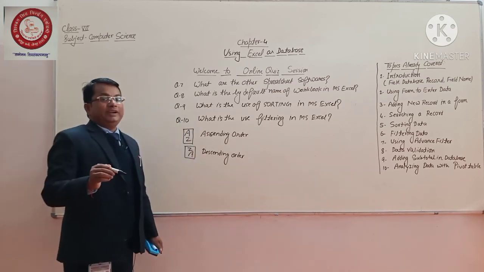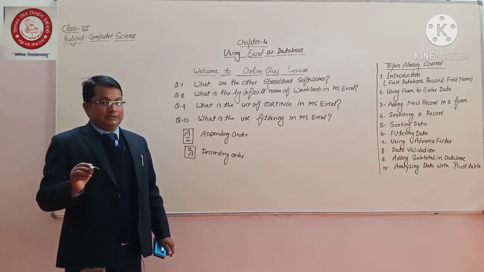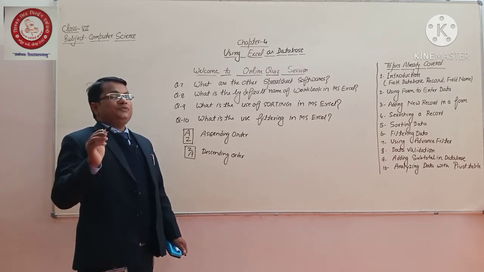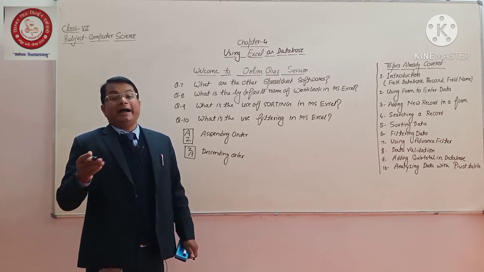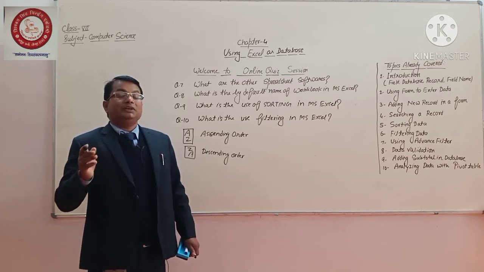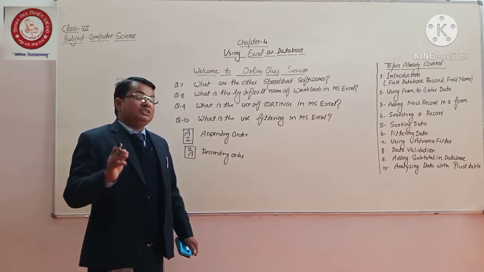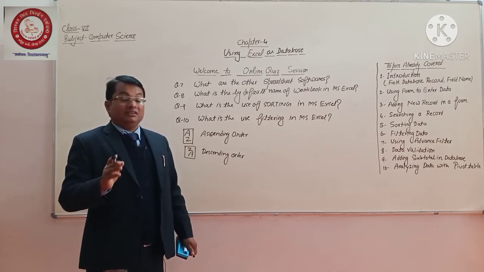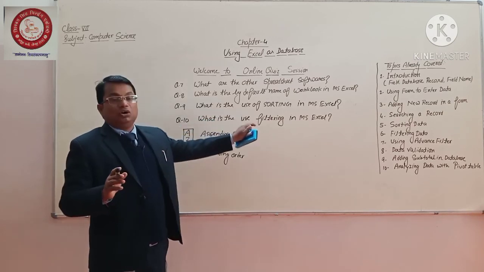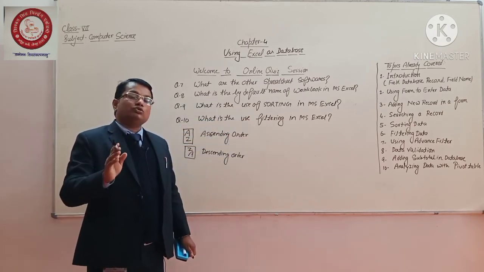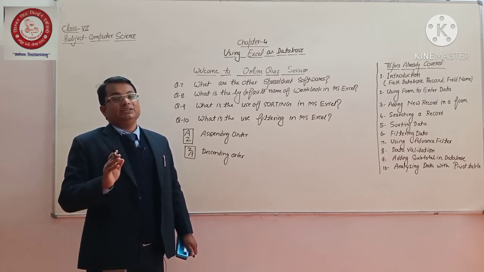Now it's time for question number 10. What is the use of filtering in MS Excel? Filtering is if you want to display the required data on the screen and hide the rest of the data. You can do this by using the filtering option, and this is available in the Data tab. The name of the group is Sort and Filter group. If you want to sort the data, the sort button is also available in the Data tab. The group is the same, Sort and Filter group.